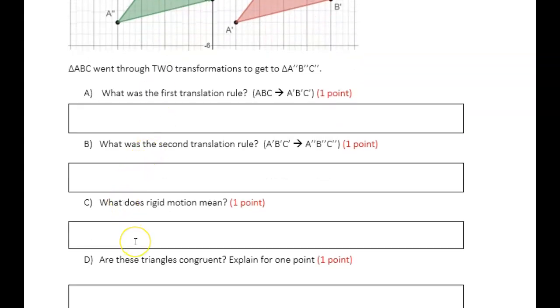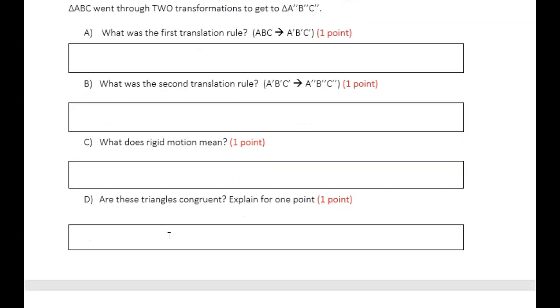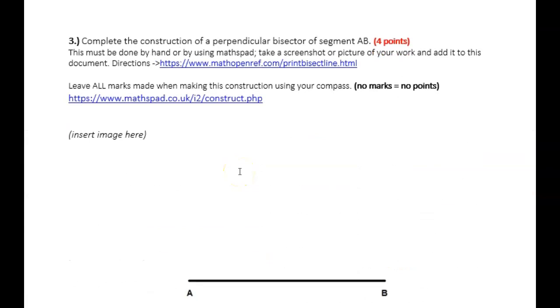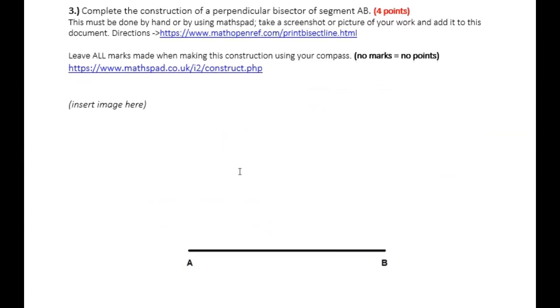You need to know what rigid motion means, and you're going to put your definition in here, 1 point. Are these triangles congruent? And you need to explain to get the 1 point. So you need to know these two are definitions. You can pause right now if you'd like to finish number 2, and we'll move on to number 3.